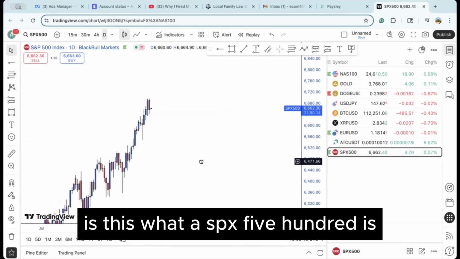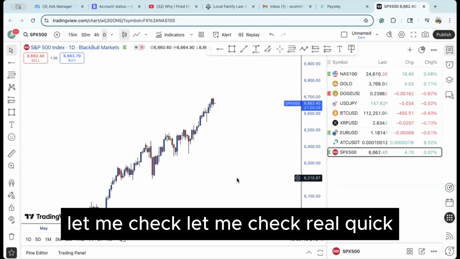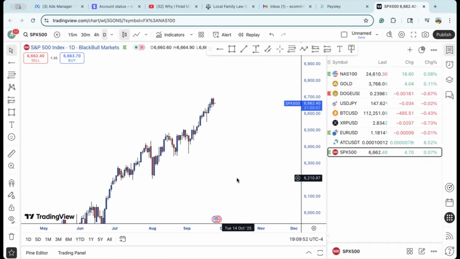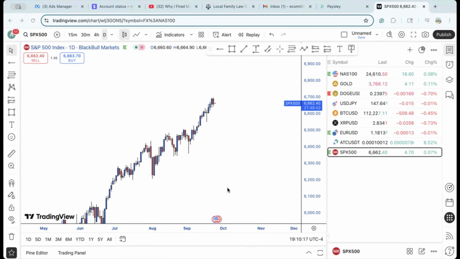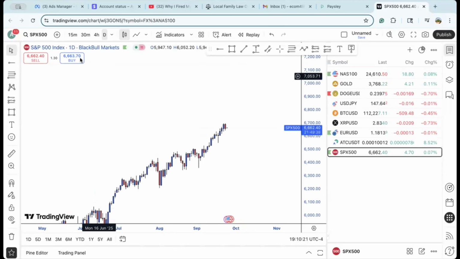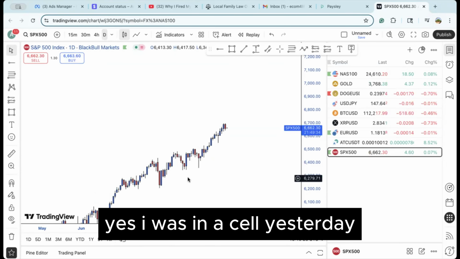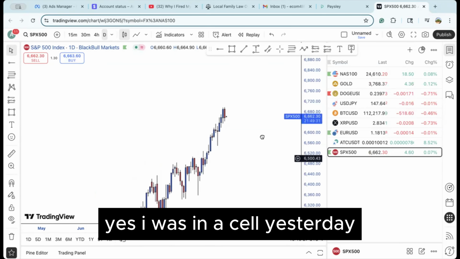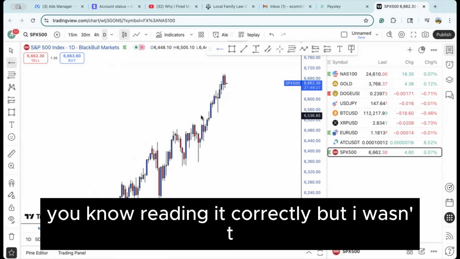Is this what SPX 500 is looking like on your phone? Let me check real quick. Yeah. All right, and you said you were in some sales. Yes, I was in a sale yesterday, and I thought I was reading it correctly, but I wasn't.